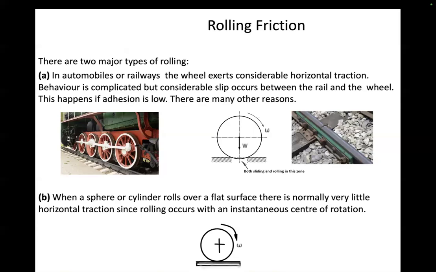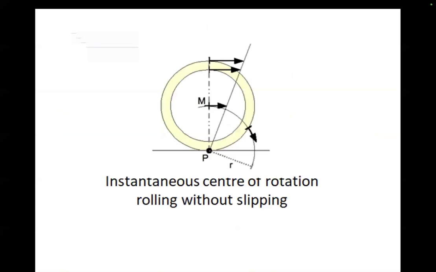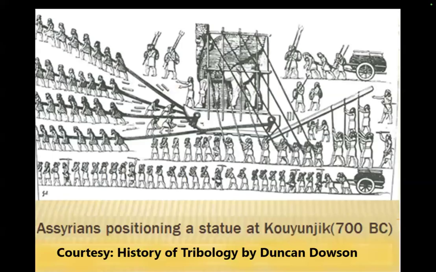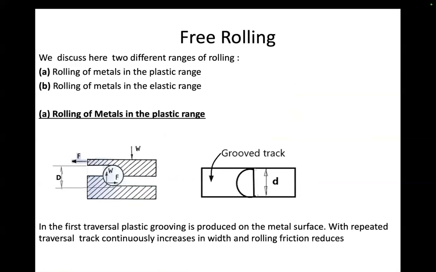There is another type of rolling where there is no slip. It is the ideal condition where rolling takes place about the instantaneous center of rotation, as we have seen before. And in this condition, obviously, ideally, there should not be any friction, or only a very small amount of friction. Then there is free rolling.